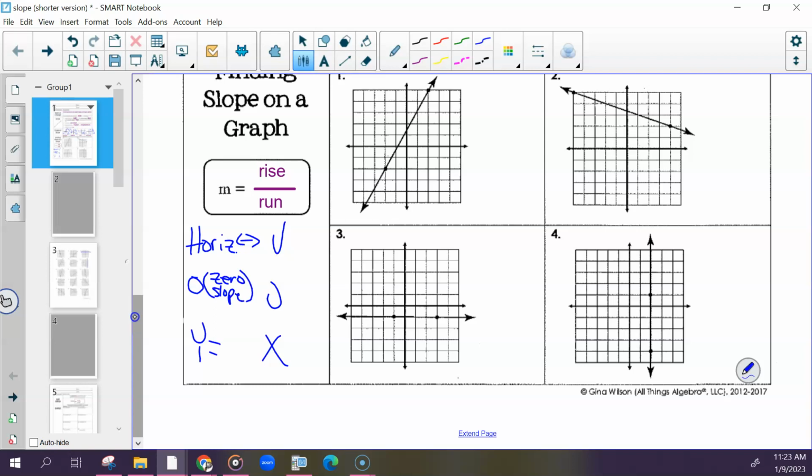And some of these things will make more sense when we get into the graphing pieces and whatnot. And then VUX is the opposite. Vertical lines have undefined slope and are x equals.